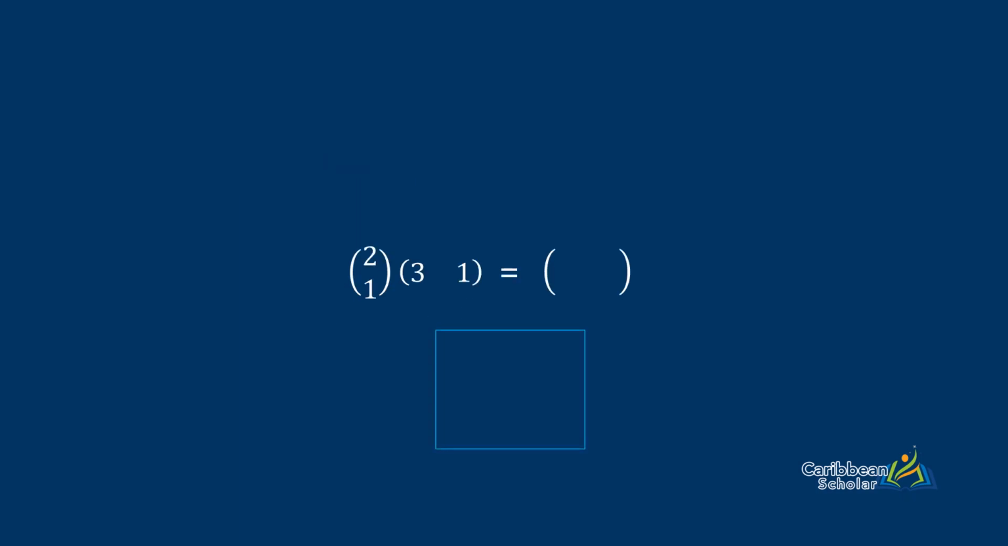So C11 in this case will be 2 by 3. C12 in this case would be 2 by 1. And C21 would be 1 by 3. And C22 would be 1 by 1.